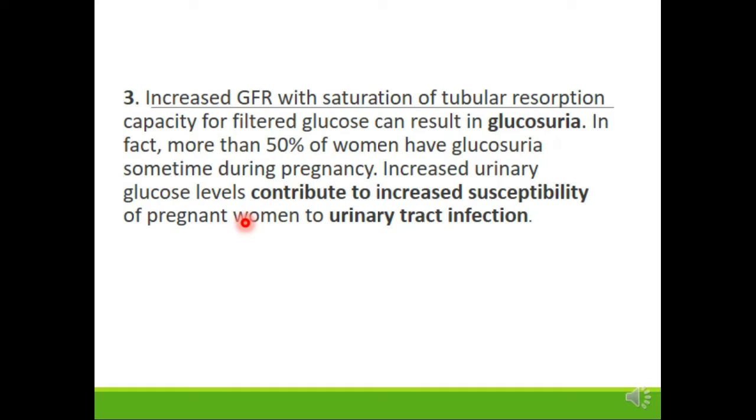يعني because of the increase in glomerular filtration rate, مثل ما أخذتوا بال physiology of pregnancy, this will result in glucosuria, and about 50% of pregnant women develop glucosuria, and this may contribute to the development of urinary tract infection.